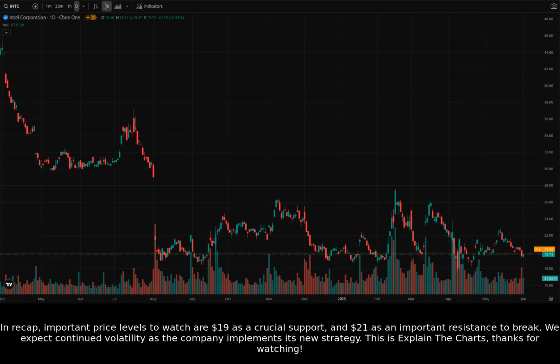In recap, important price levels to watch are $19 as a crucial support and $21 as an important resistance to break. We expect continued volatility as the company implements its new strategy.